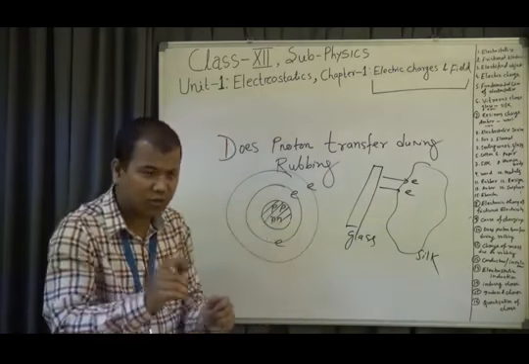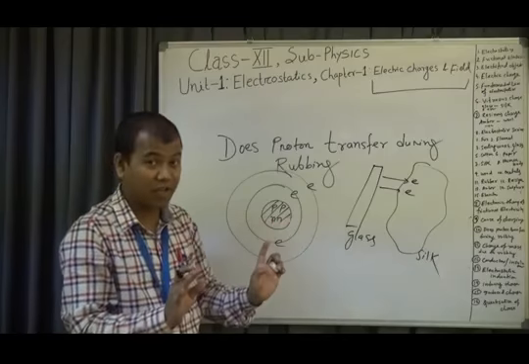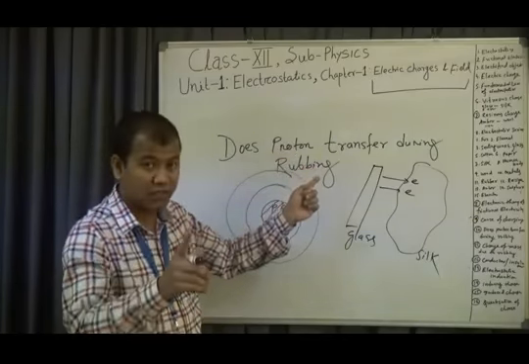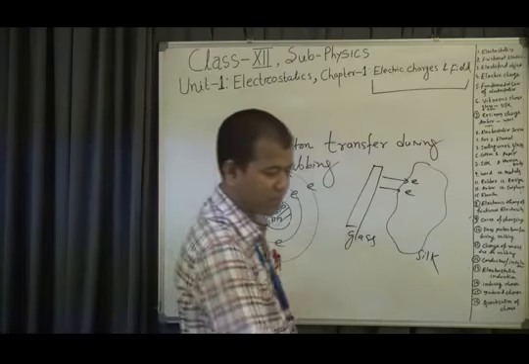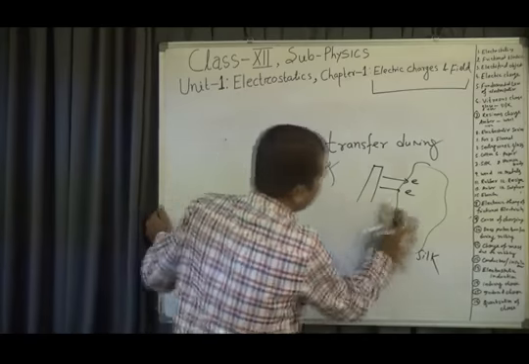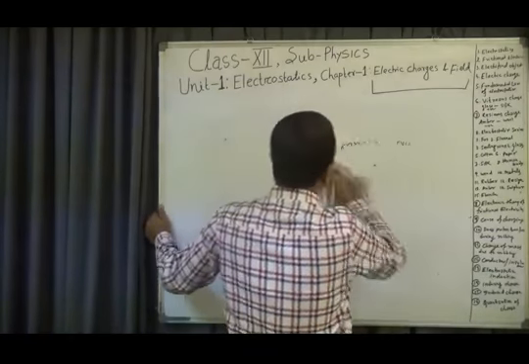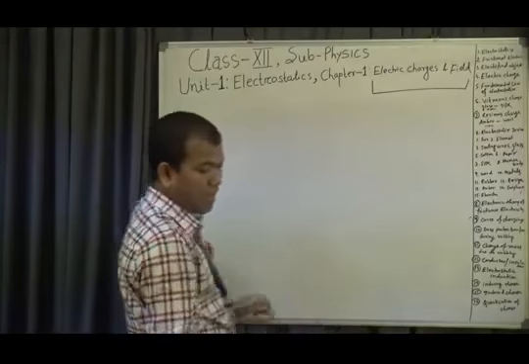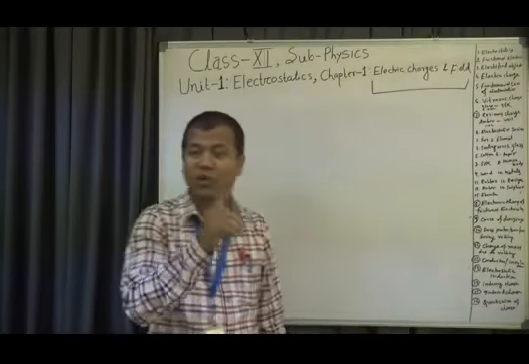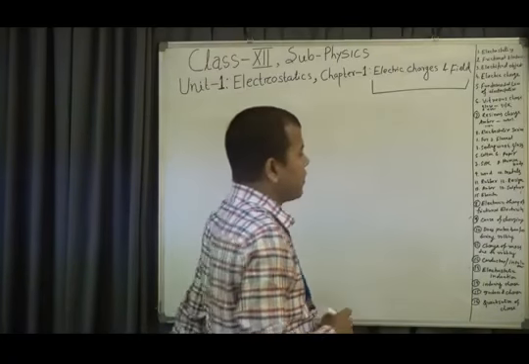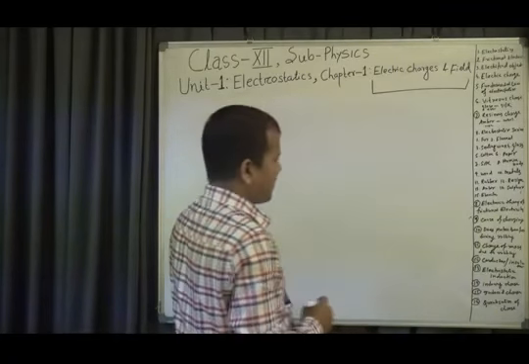But protons are inside the nucleus, and you know that nuclear force is there, and due to nuclear force, you know that binding energy is there, and due to that binding energy, the protons and the neutrons are tightly bound with each other inside the nucleus. So it is not possible to transfer them by rubbing only. That means protons cannot be transferred by rubbing. So this is about the transfer of electrons only, and protons will not be transferred. Also neutrons will not be transferred. So I told about the transfer.